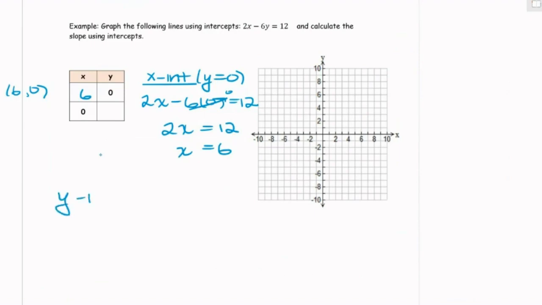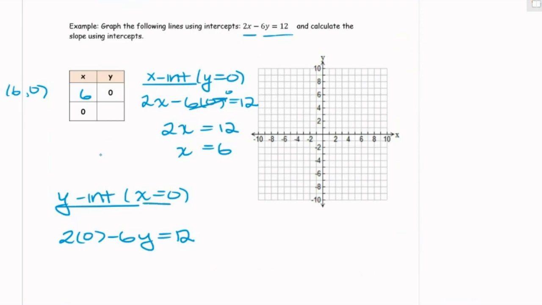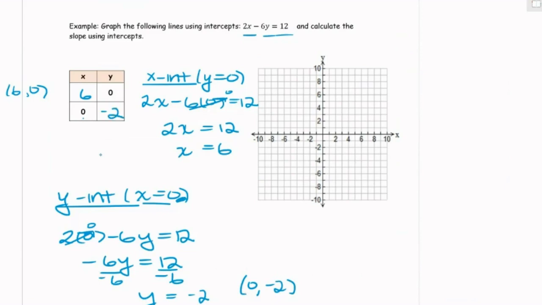What about the y-intercept? For the y-intercept, x is equal to 0. So here we're going to do 2 bracket 0 minus 6y equals 12. Notice I'm just taking the original equation and subbing in x equals 0 into it. So now this portion goes to 0 and we're left with negative 6y equals 12. Divide by negative 6 on both sides and we get y is equal to negative 2. So the ordered pair is 0, because x is 0 up here, and negative 2. Or in the chart, it would be 0, negative 2.